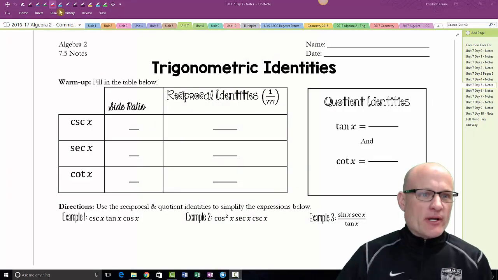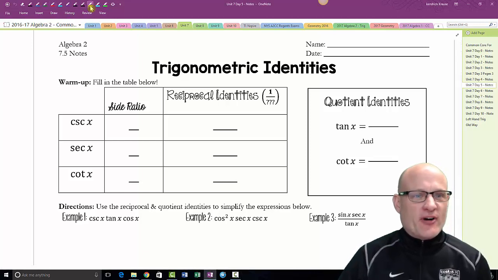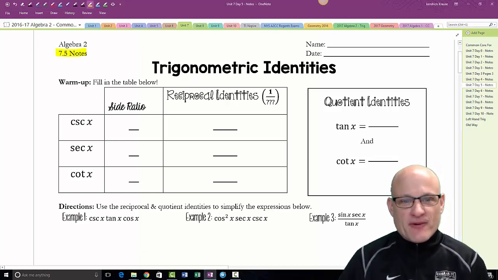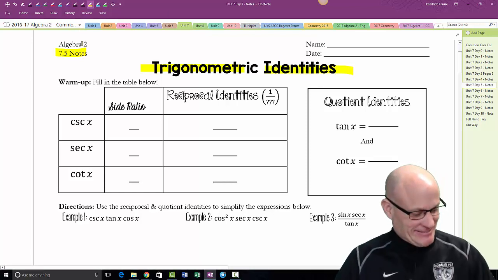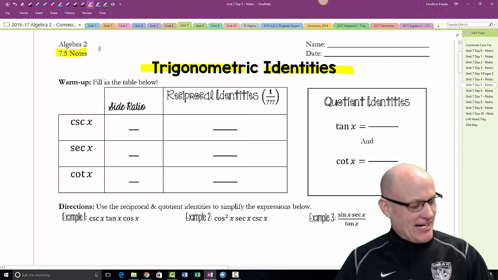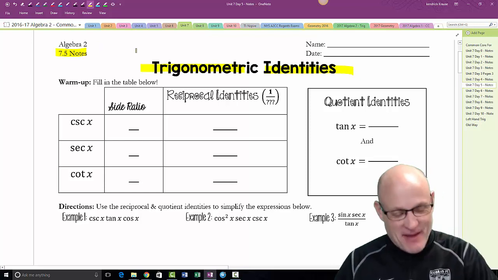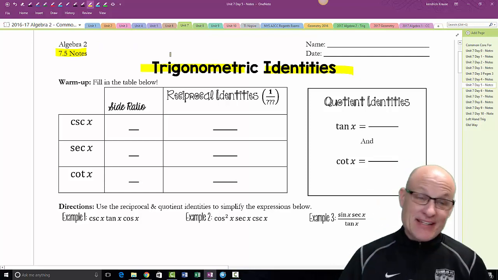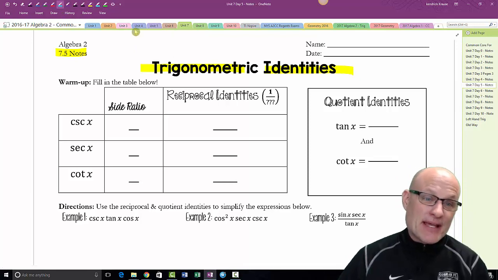Alrighty, here we go. Finally, we get to some fun stuff. 7.5, Trigonometric Identities. You know what? Us math teachers love this stuff. You kiddies, not so much. Let me make you a little afraid.